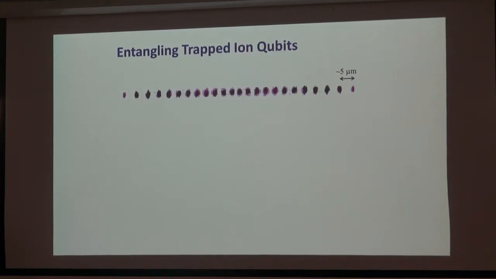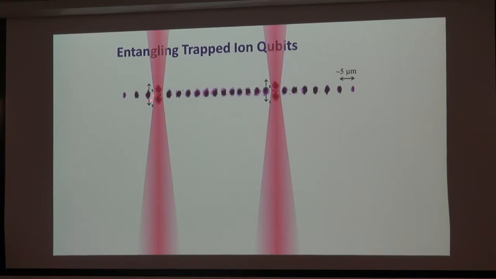In order to entangle our trapped ions, we focus individual laser beams of the 355 Raman light onto individual qubits.